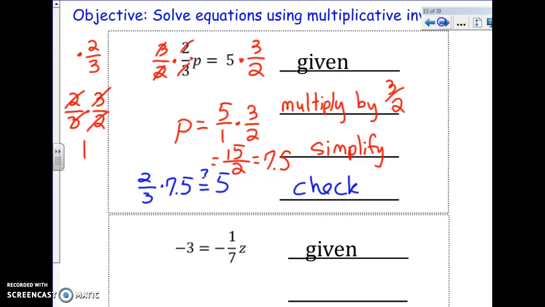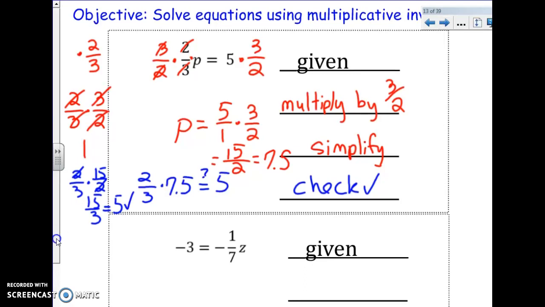And then you can say that you've checked it. All right, if you're going to do this the long way, it's better to keep it as a fraction. So this was my 15/2. So my 2's cancel out, and then I'm left with 15 over 3. And 15 divided by 3 is 5. So that's what I want it to be.